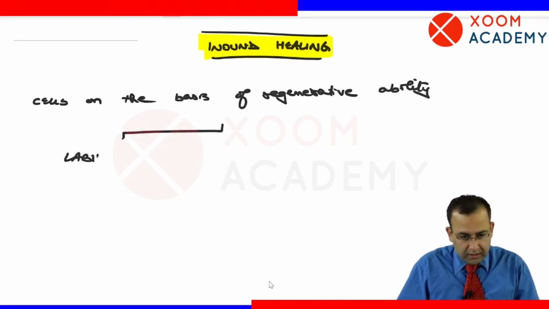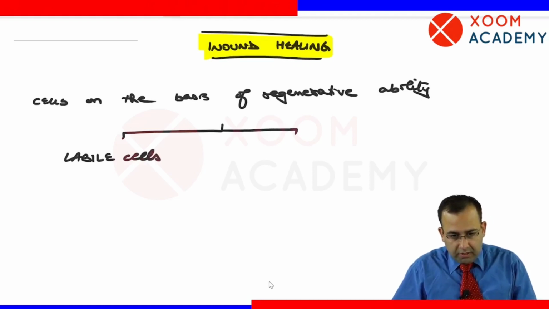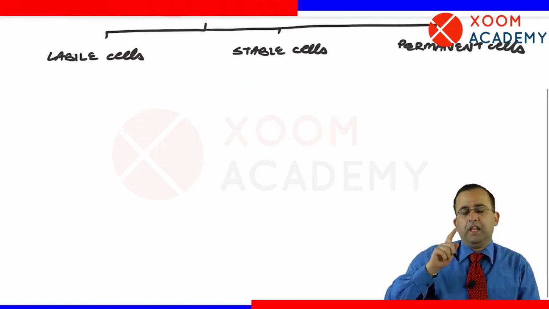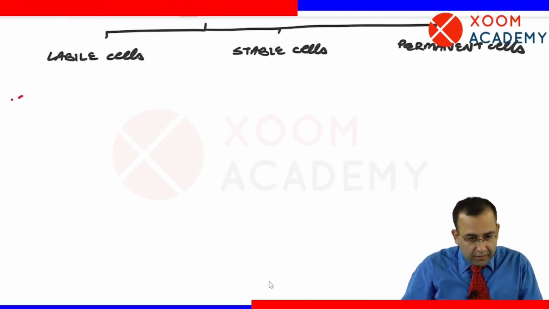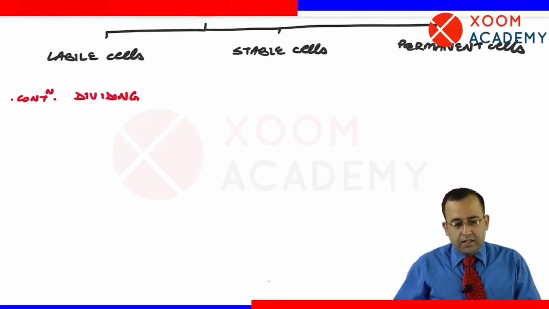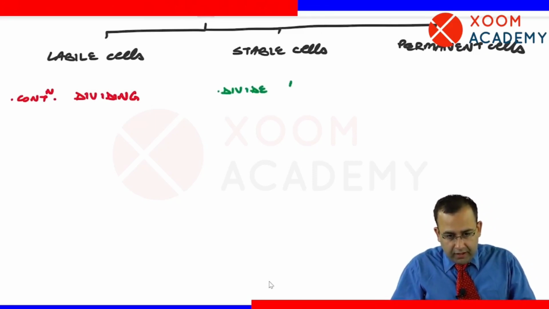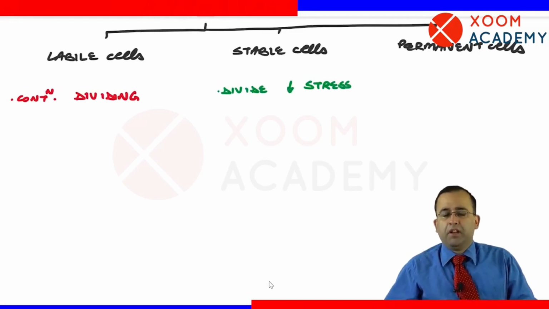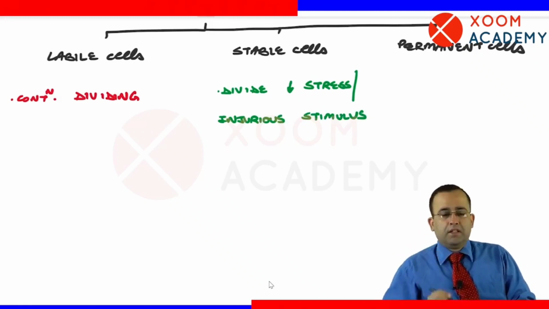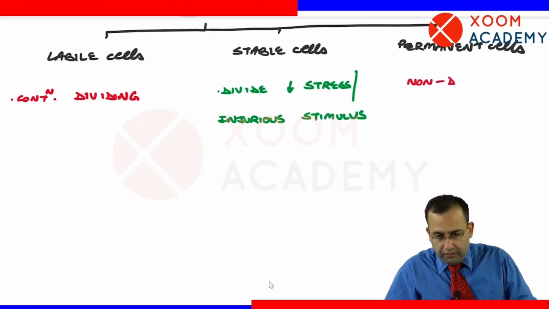That is labile cells, stable cells, or permanent cells. On the basis of regenerative ability, cells तीन type के हैं, that is labile, stable और permanent. Labile cells are continuously dividing in nature. ये continuously divide करते हैं. Stable cells divide under stress or injurious stimulus only, versus permanent cells, which are non-dividing in nature.